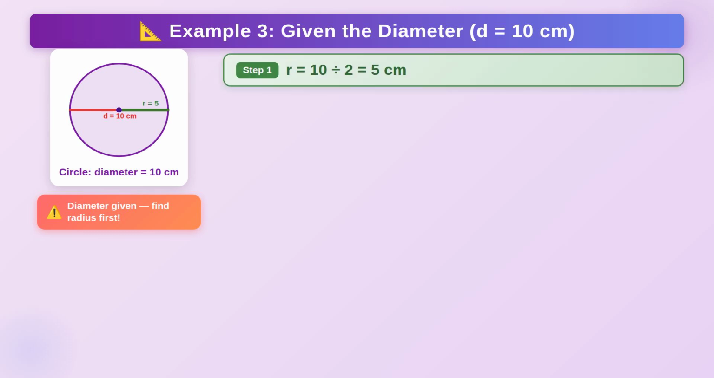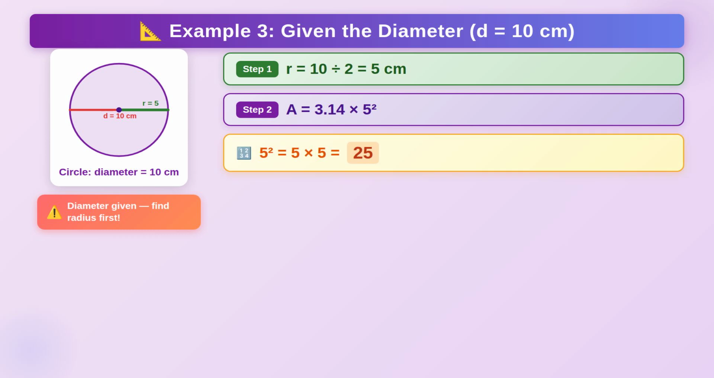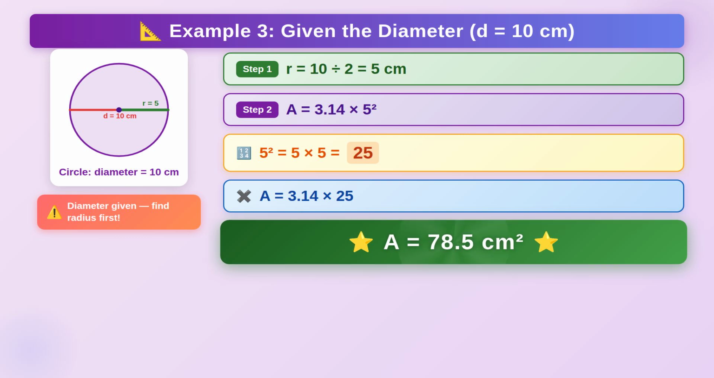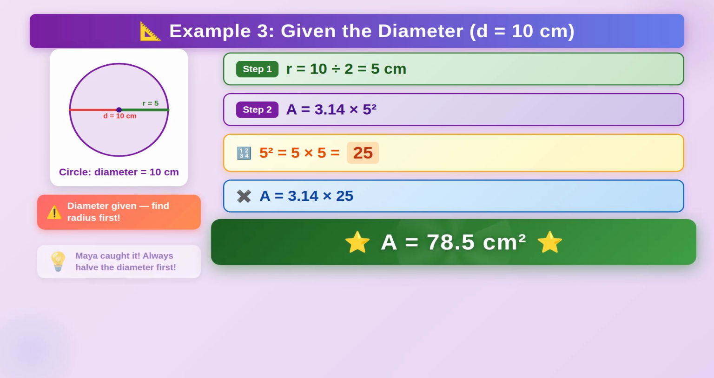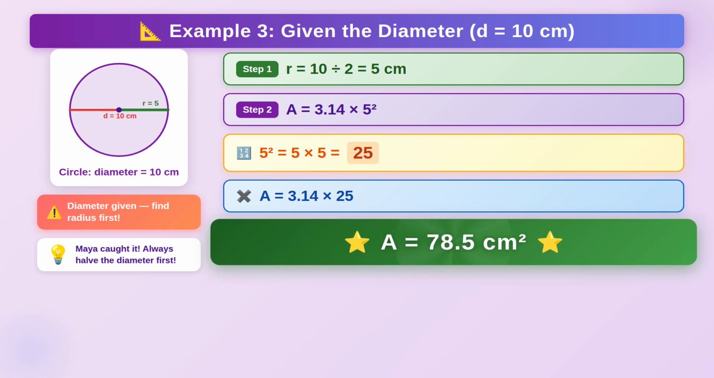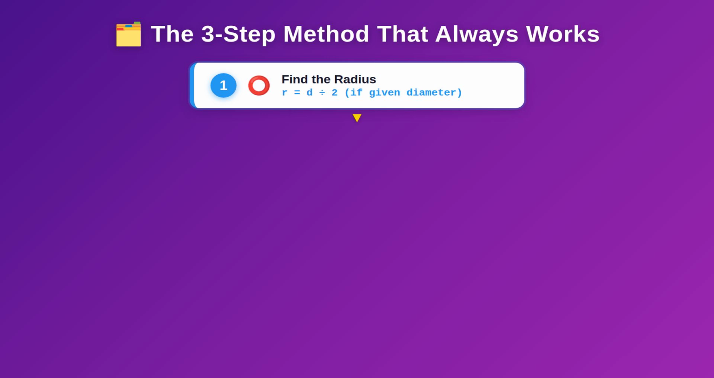Now here's the tricky one Maya sees on her worksheet. The problem says, a circle has a diameter of 10 centimeters. Find the area. Watch out, we're given the diameter, not the radius. First, find the radius. 10 divided by 2 equals 5 centimeters. Now we can use the formula. A equals 3.14 times 5 squared. 5 squared is 5 times 5, which equals 25. Then 3.14 times 25 equals 78.5. The area is 78.5 square centimeters. Maya almost forgot to halve the diameter first, but she caught it. That's a big test question right there.